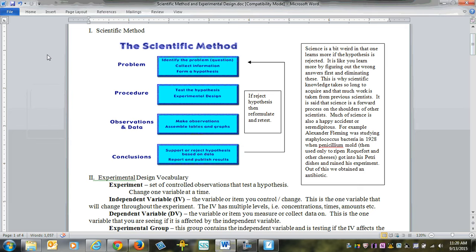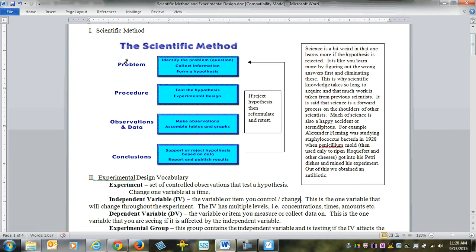Okay, guys. Welcome to scientific method and experimental design. We'll start with scientific method and go into experimental designs, graphing, and then also finish up with data tables and some stats. So let's go over the scientific method real quick.